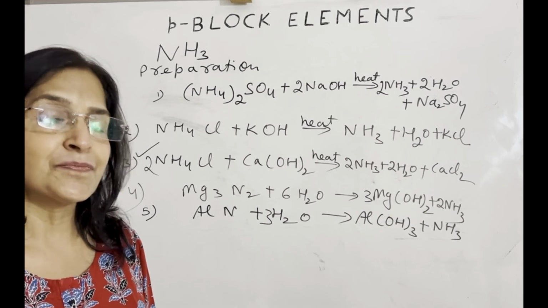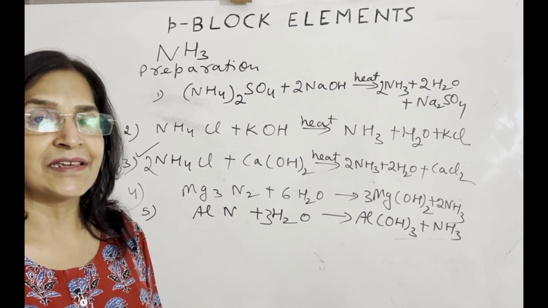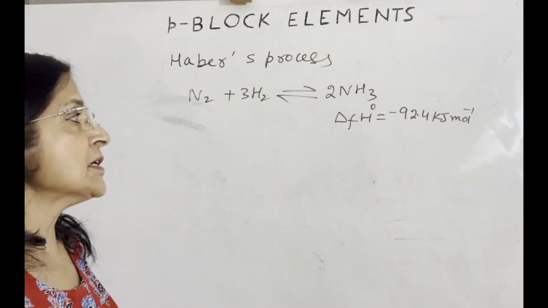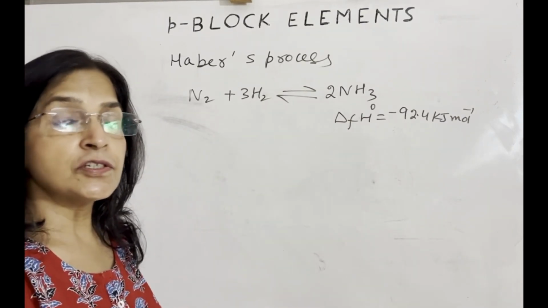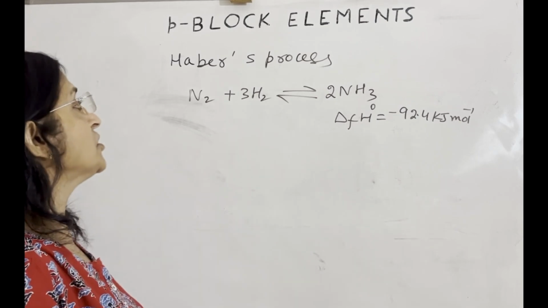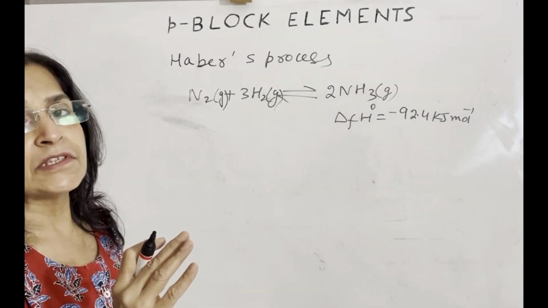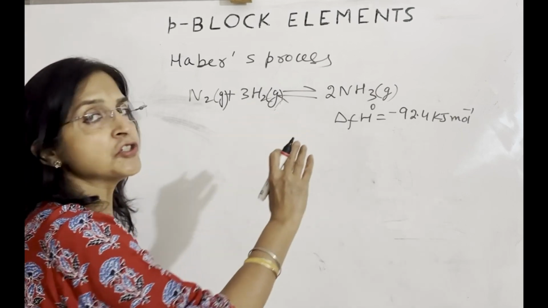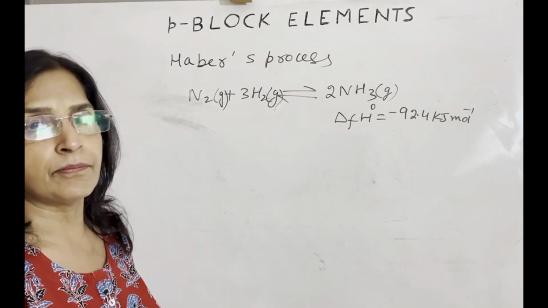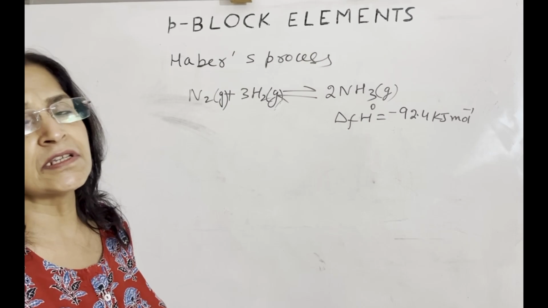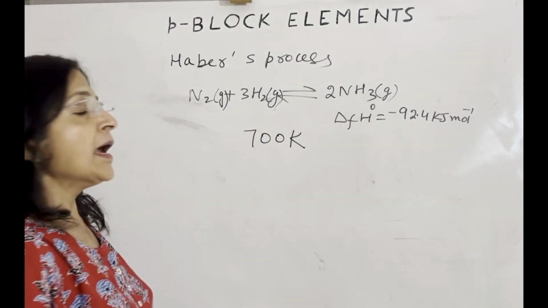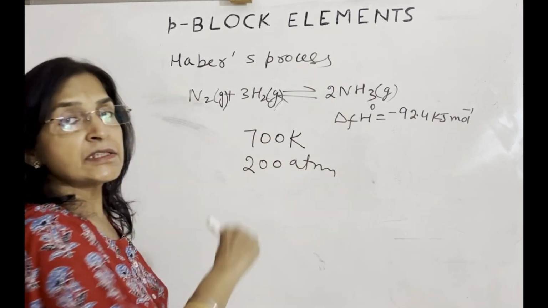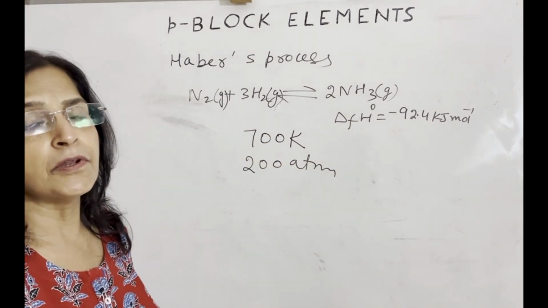Now we will discuss preparation of ammonia on large scale, that is by Haber's process. This is the main reaction of Haber's process. This reaction is reversible in nature. This reaction is exothermic in nature. According to Le Chatelier principle, low temperature and high pressure will favor the formation of more and more ammonia. The optimum temperature for this reaction is 700 Kelvin and the applied pressure should be 200 atmosphere. So these conditions should be applied at equilibrium point.